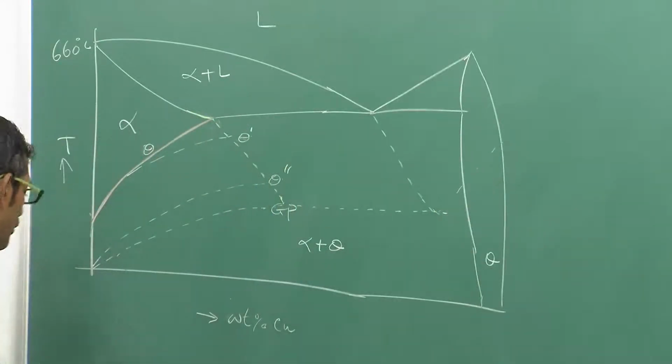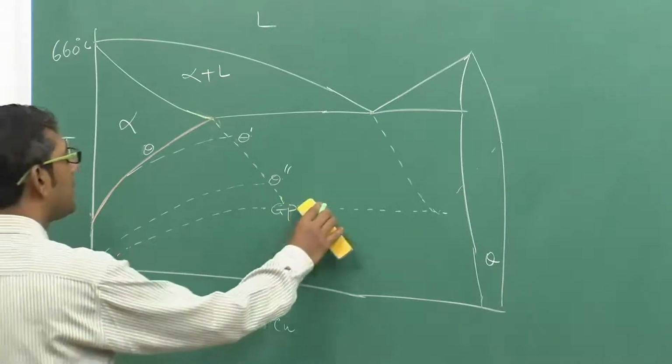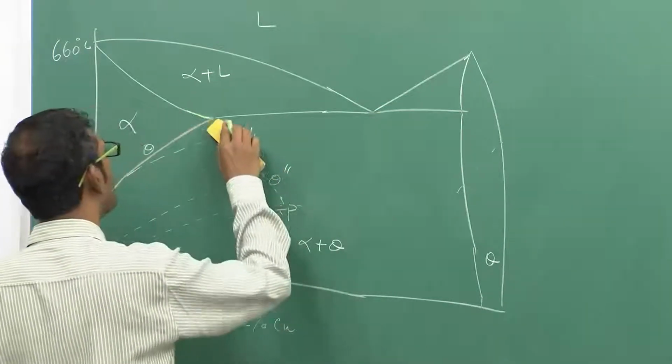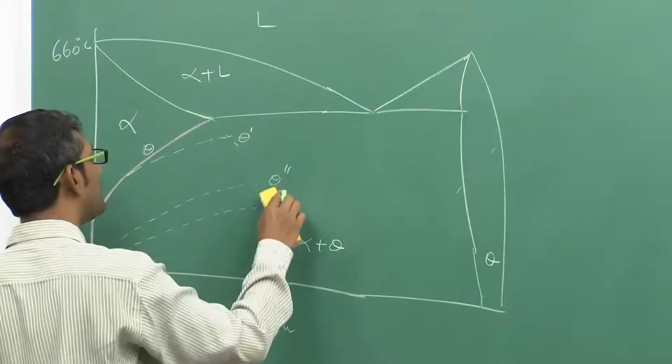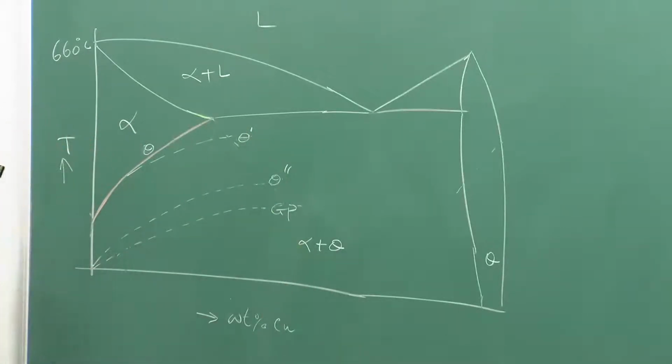Which normally is not shown in the books. So, let us not do that. But, frankly speaking, this is how it will look like. So, these dotted lines tell you how the precipitation happens in the alloys.